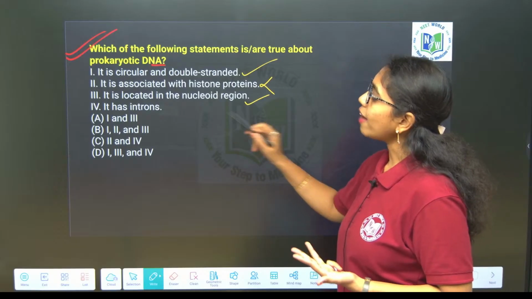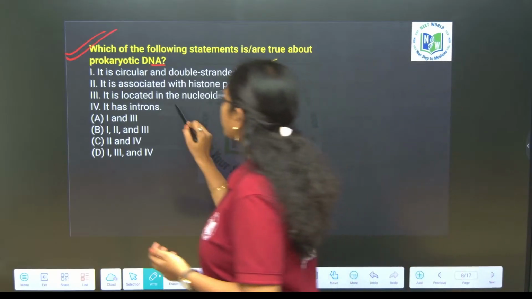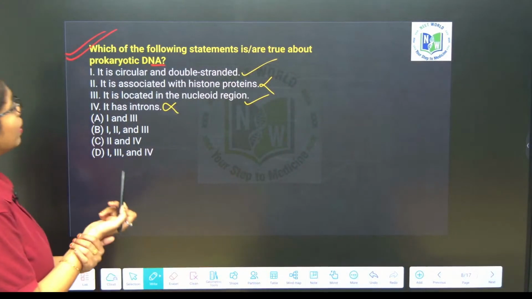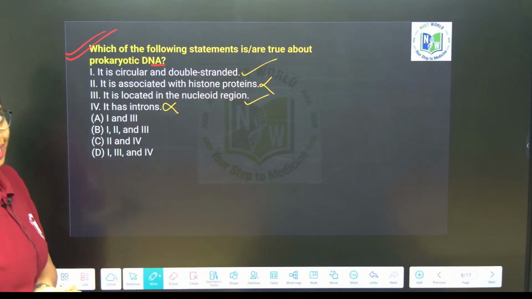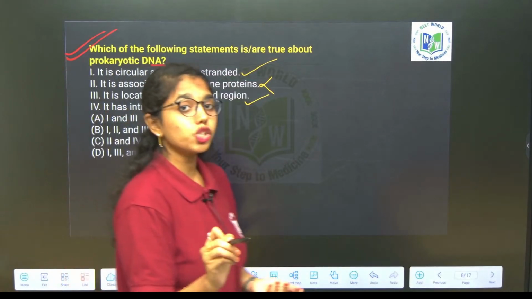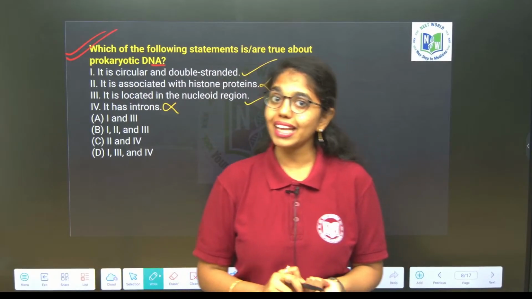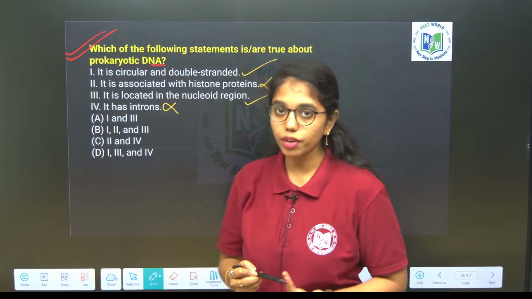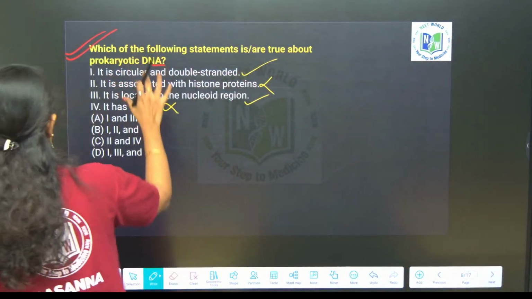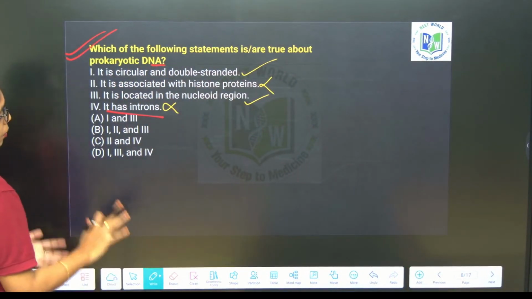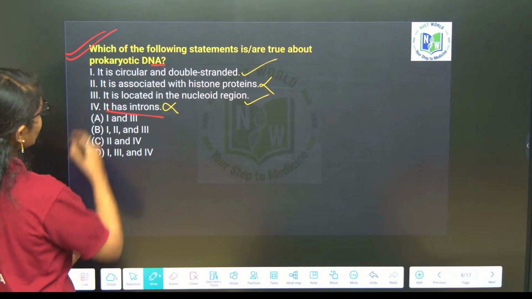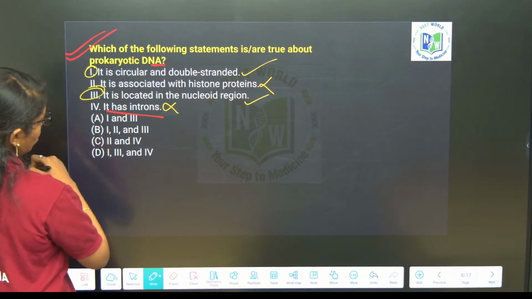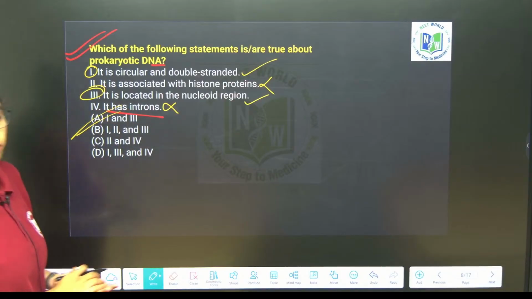Correct. They have introns? Intron exon arrangement will not be there in the prokaryotic DNA. Intron exon arrangement will be there in the eukaryotic DNA and in the ancestral bacteria, that is archaebacteria. So in prokaryotic DNA, introns will not be present. So here what will be the right answer? 1 and 3. So it will be A. Clear? Next question.